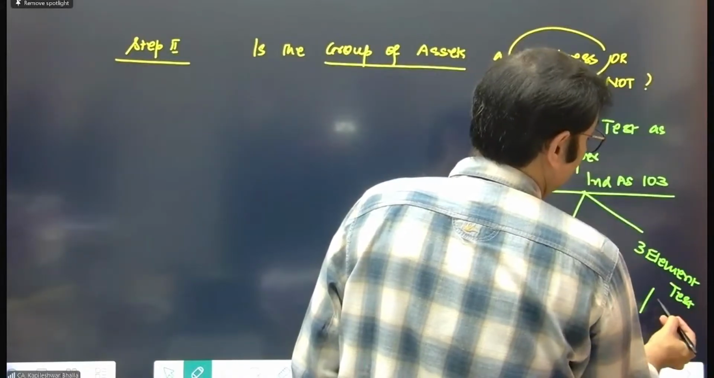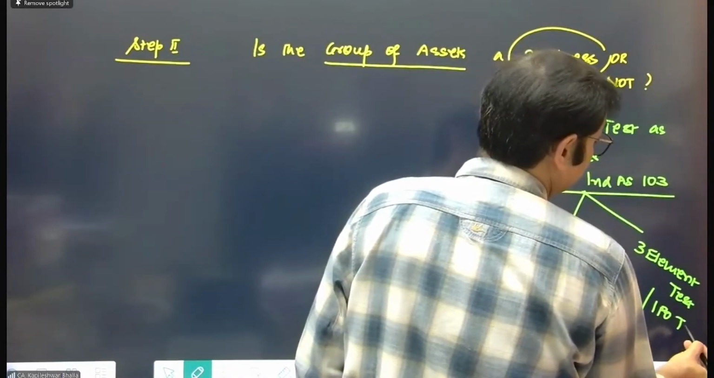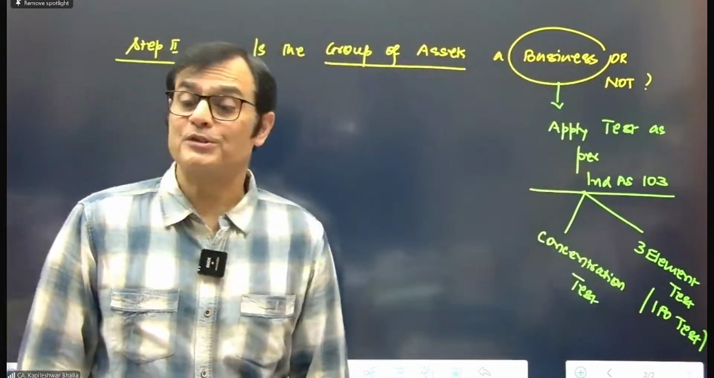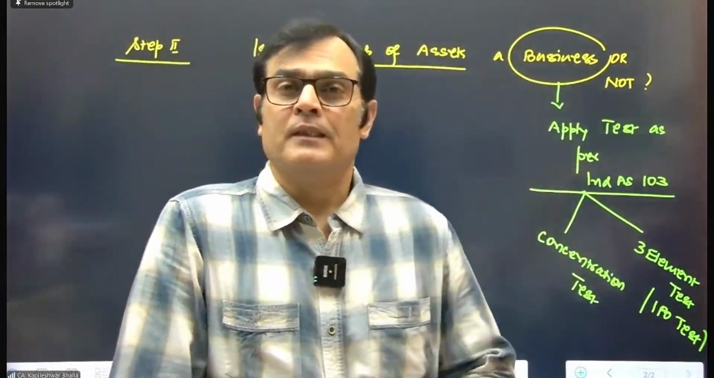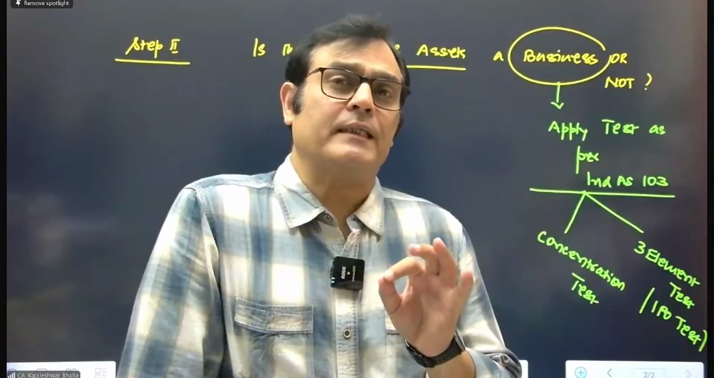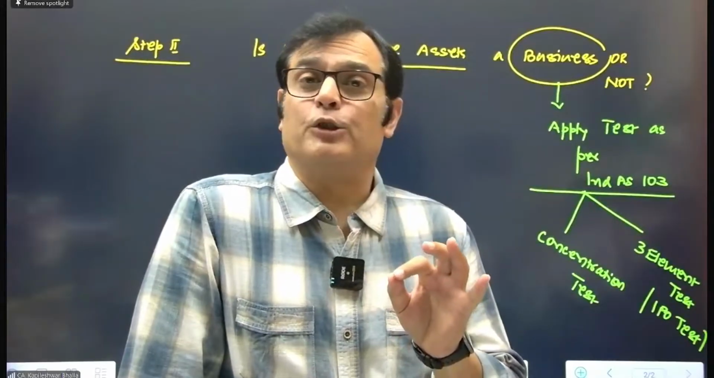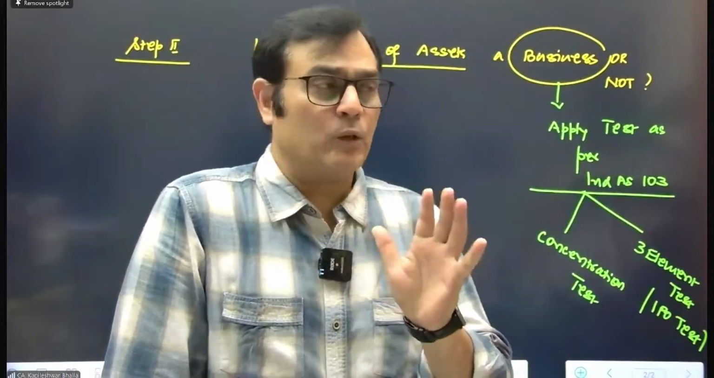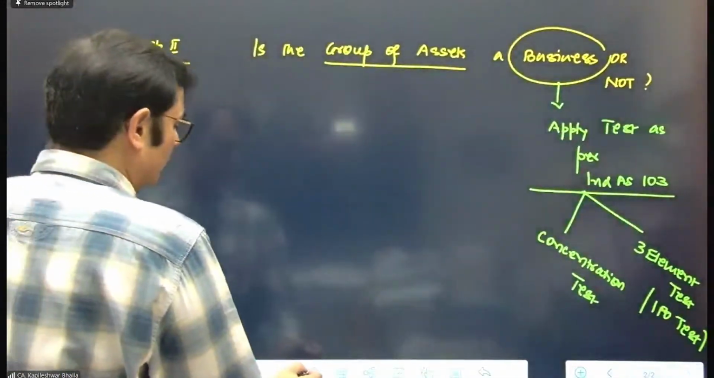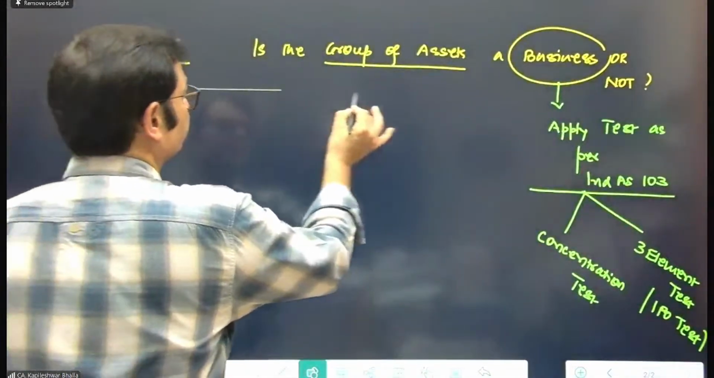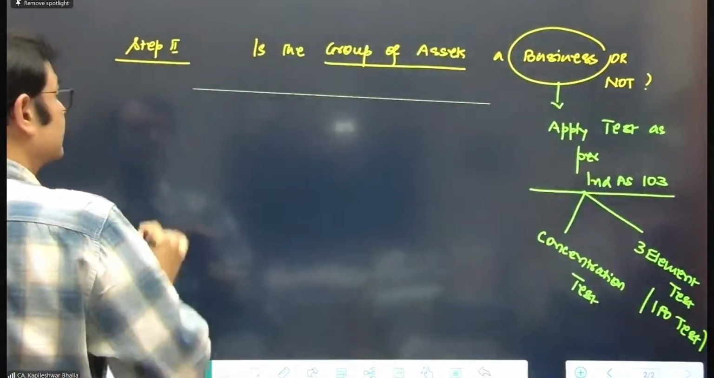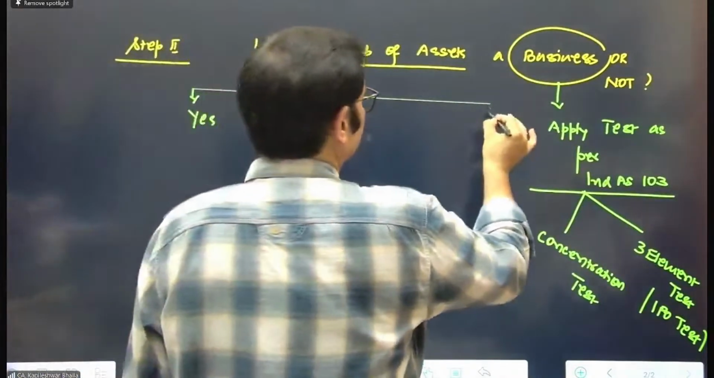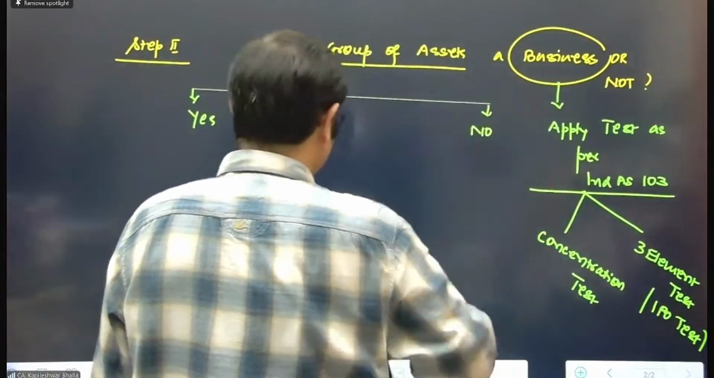Of course, it is not officially called an IPO test. I just call it an IPO test because the 3 elements are input, process, as well as output. So with the help of this test, we are able to zero in on whether the group of assets is supposed to be a business or not. And once you apply these tests, we reach a conclusion that yes, it is a business, or that no, it is not a business.